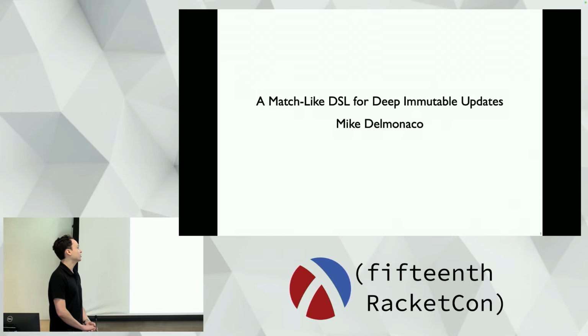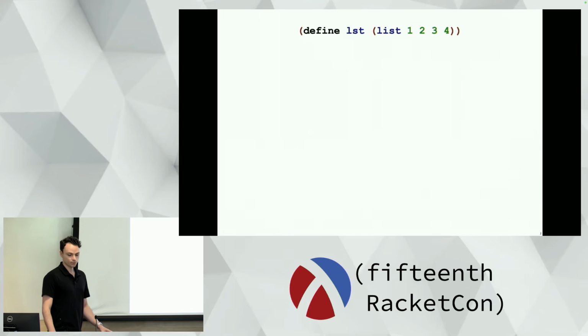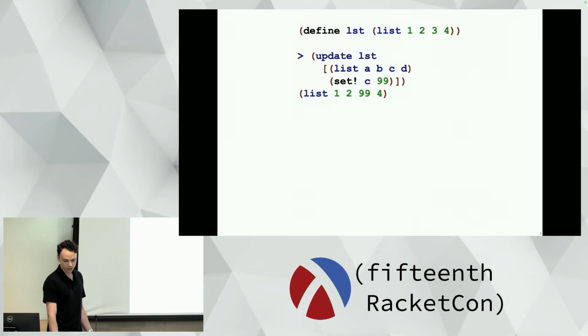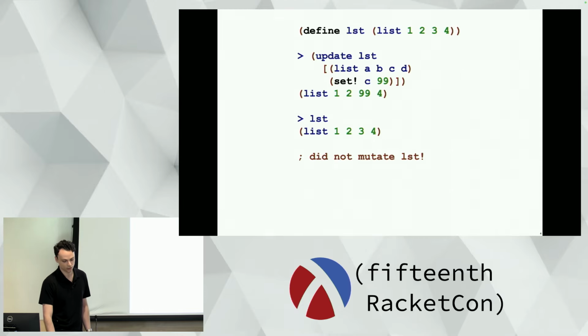So today, I'm going to tell you about a little language that I made, which allows you to perform deep immutable updates using patterns like match. So here's a sneak peek of the language. Let's say you have a list of 4 elements. My language update allows you to match on it like match with patterns, and then you can actually set! the pattern variables, and it gives you the update as if it was mutation, but it doesn't actually do any mutation.